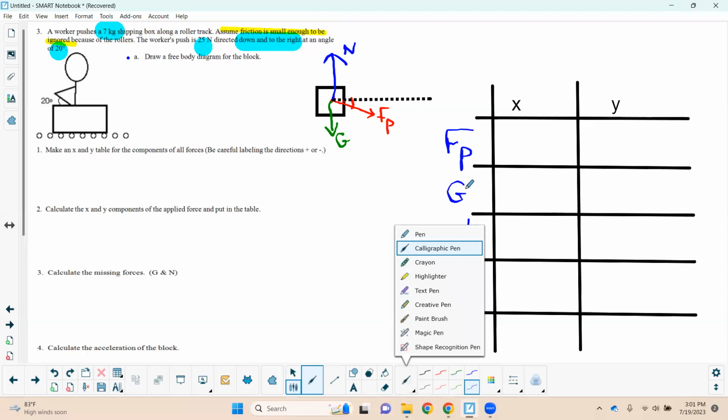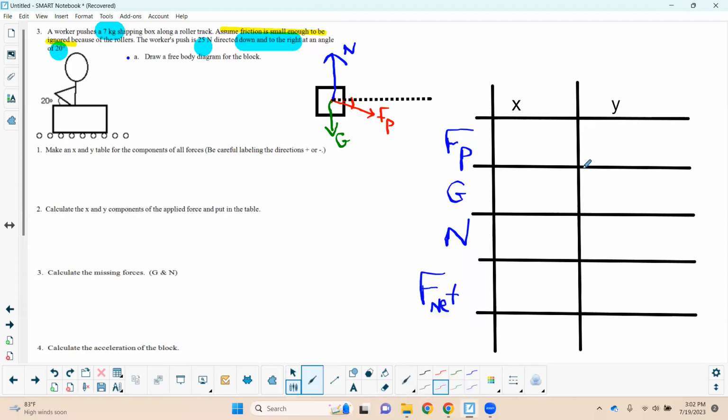So for the first one, the pushing force, I'm going to write that in our box. The pushing force is going down and to the right. That's what it says here. So down is the Y direction, and down is negative. So I'm going to put a negative sign there. And then right is the X direction, and that would be positive. Okay. Gravity is the green arrow. That only goes in a downward direction. So the X is 0 and the Y is negative. For the normal force, that is only in the Y direction because it goes up. So this would be 0 and positive.